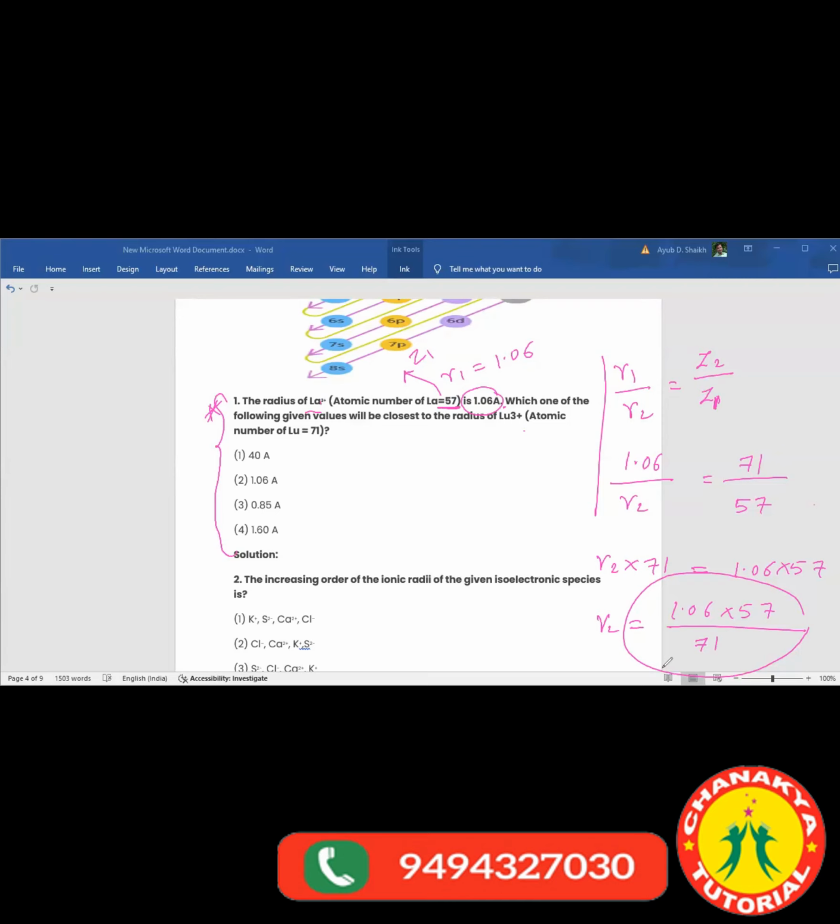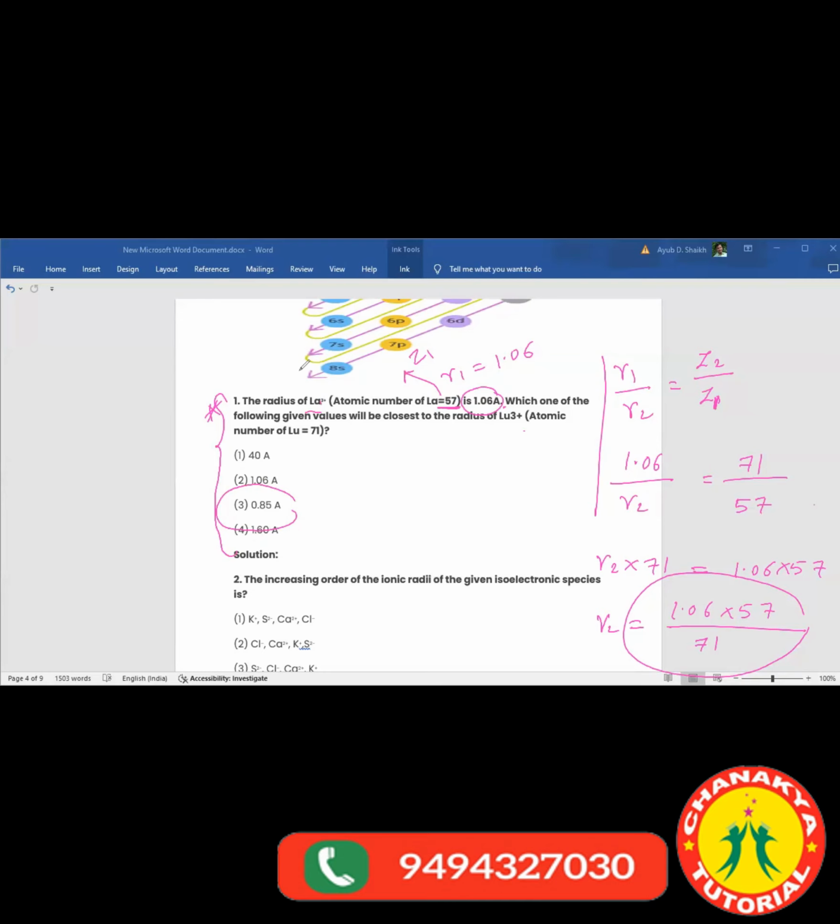I'm getting it somewhere nearby 0.79, ma'am. 0.79. Actually, Dhananjay gave me the correct answer and he said the answer is 0.85. Okay. The logic is correct.